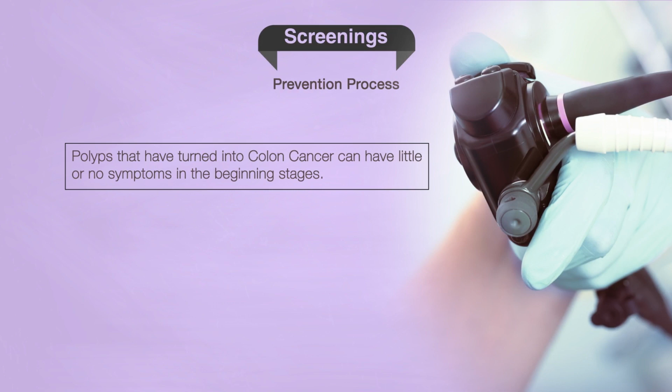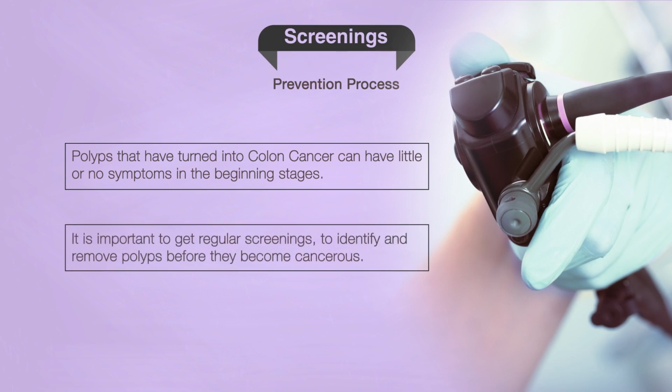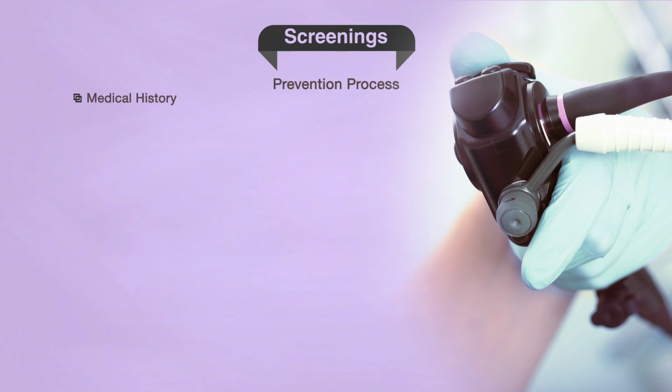Polyps that have turned into colon cancer or colorectal cancer can have little or no symptoms in the beginning stages and can go unnoticed for years. This is why it is so important to get regular screenings to identify and remove polyps before they become cancerous. Part of the prevention process will start with a doctor taking a medical history and performing a physical exam. The exam may include checking your abdomen for masses or a digital rectal exam. This is also known as a DRE and will involve the doctor examining your rectum with a gloved finger.